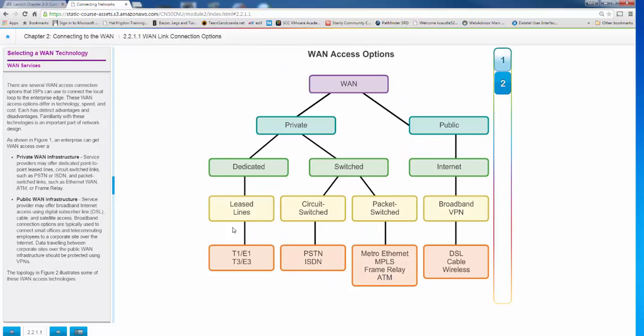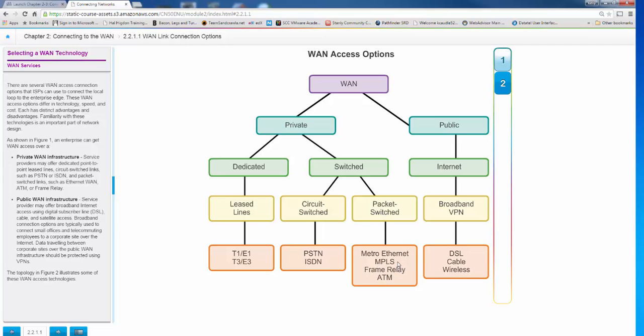But the problem with dedicated lines is they're expensive. They also may not even be available in the area where you're looking to connect your office. Switched networks, you're looking at circuit switched, PSTN, ISDN: public switched telephone network, or plain old telephone system, and ISDN. Those are not as common in the United States anymore, especially for actual WAN access. They may be more common in other areas of the world.